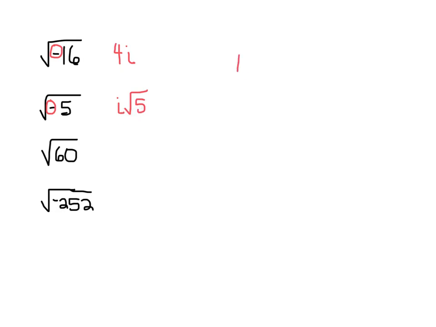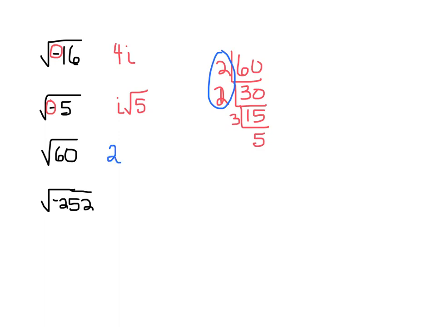Square root of 60, so I'm going to break it down. 15 can only be divided by 3 now. Okay, so again, I'm looking for a pair. So here's a pair of 2's. So 1 pair of 2's comes out. 3 times 5, they don't have pairs, so they have to stay in. No negative, so it just stays 2 radical 15. This guy, the i comes out.